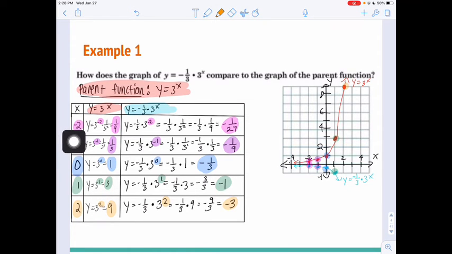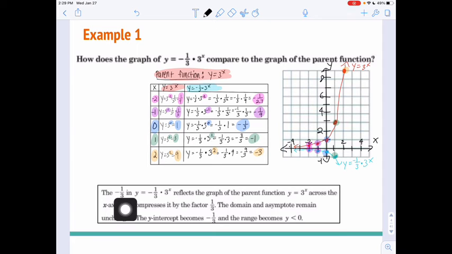Now if we plot the coordinate points from the first column and the third column, we get negative 2, negative 1/27, which should be very, very close to the bottom of the x-axis. Negative 1 and negative 1/9, which should be a little bit further away. 0 and negative 1/3 should be about a third of the way down. 1 and negative 1, and then 2, negative 3 would be down here a little bit.